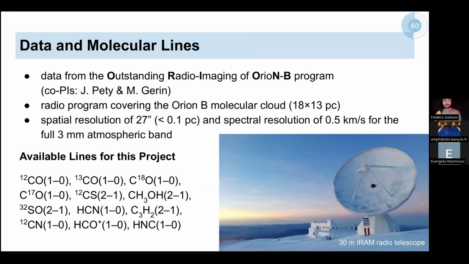So I will quickly describe the data. We were provided the Orion B program data, which stands for Outstanding Radio Imaging of Orion B. These data were acquired with the 30-meter telescope at a resolution of less than 0.1 parsec and a spectral resolution of less than 0.5 kilometers per second. We were provided 12 spectral cubes.